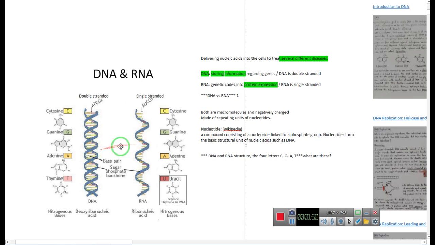Well, and as I mentioned, these molecules are negatively charged, so it will help us to encapsulate these negatively charged molecules inside a positively charged complexing material that I will mention in about 10 minutes.